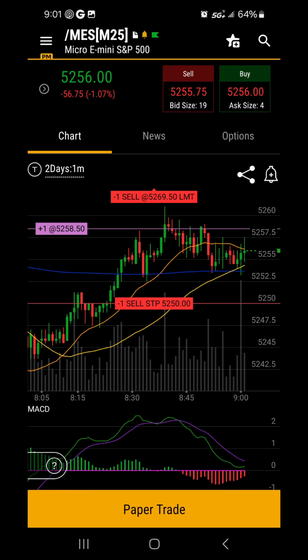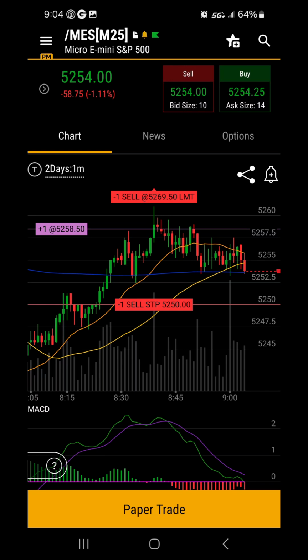And now it's kind of holding at the yellow SMA and the blue SMA. So I'm hoping that it will start to go up here soon. MACD is looking good here. Next slide, it's kind of testing that blue SMA, and it's concerning a little bit.